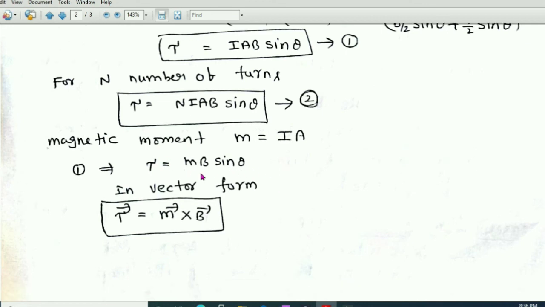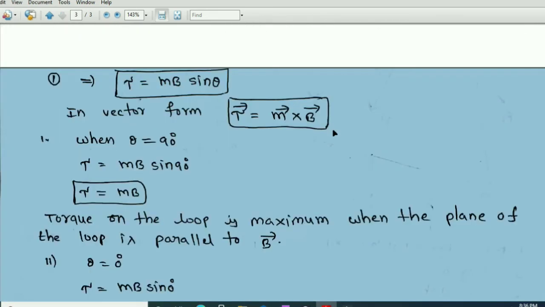Now in the vector form it can be written as tau bar is equal to M bar cross B bar, because the magnetic dipole moment is a vector quantity and the magnetic field is a vector quantity. This is the vector form for the torque acting on the current carrying loop, which is placed in the uniform magnetic field.